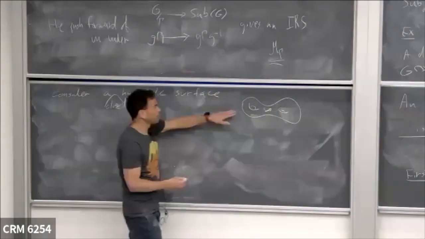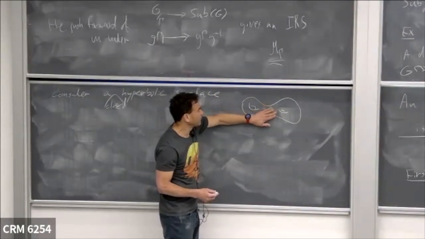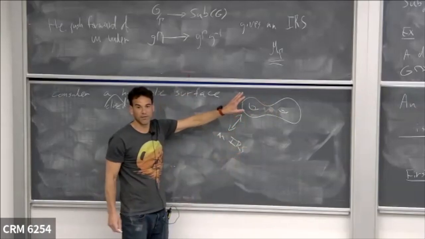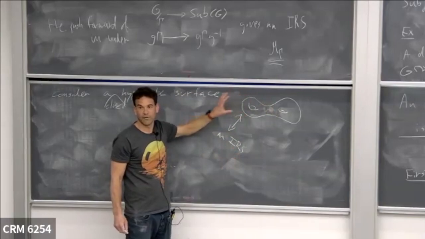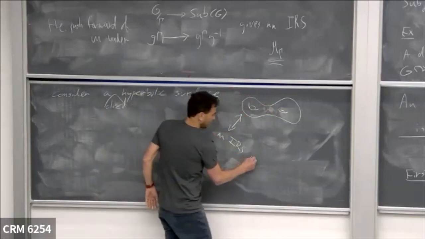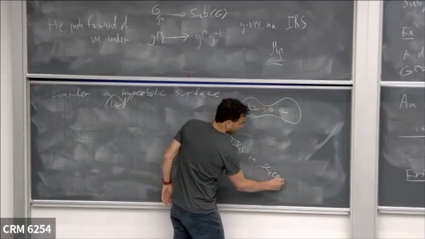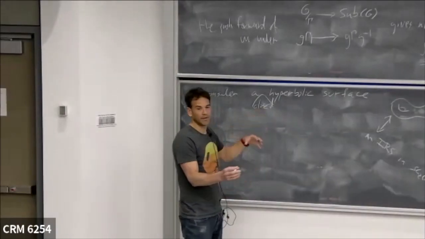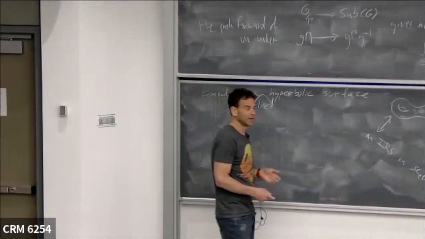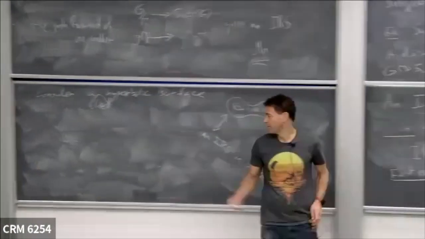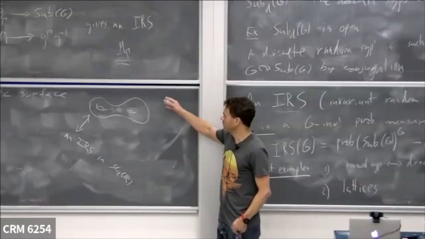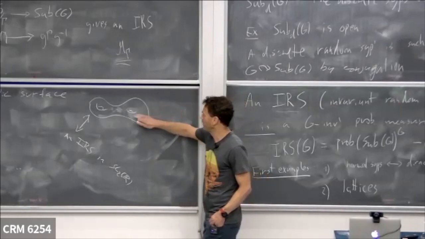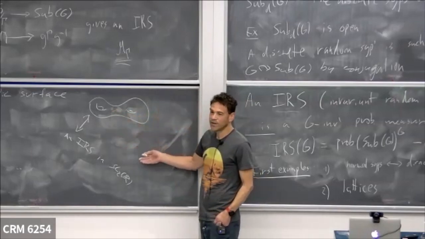So in a sense, the hyperbolic metric will correspond to an IRS. And any compact hyperbolic surface corresponds to an IRS in SL2R or PSL2R, doesn't matter. And now we know that there are many different ones, there is like a 6G minus 6 dimensional family of Riemannian structures. Each of them gives me an IRS.